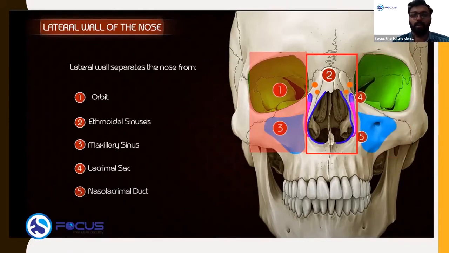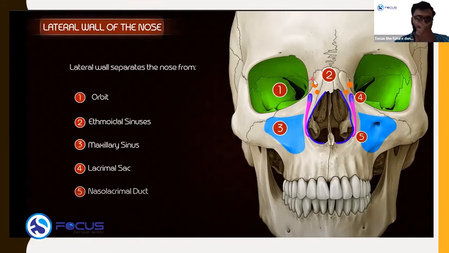So have a look at these numbers. The number 1, we are talking about the orbit. So the lateral wall separates the nose from the orbit on both sides. Then there is an ethmoid sinus inside. Those people who attended last week's class would remember that ethmoid is a separate bone, which is just behind the nasal bone. And then there is a maxillary sinus on both sides. The blue colored ones are the maxillary sinus.